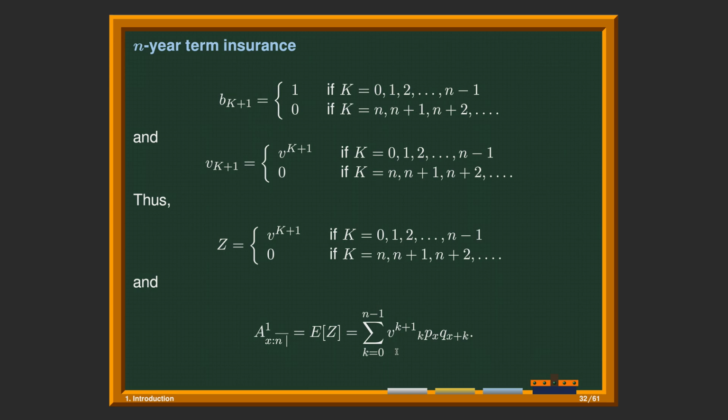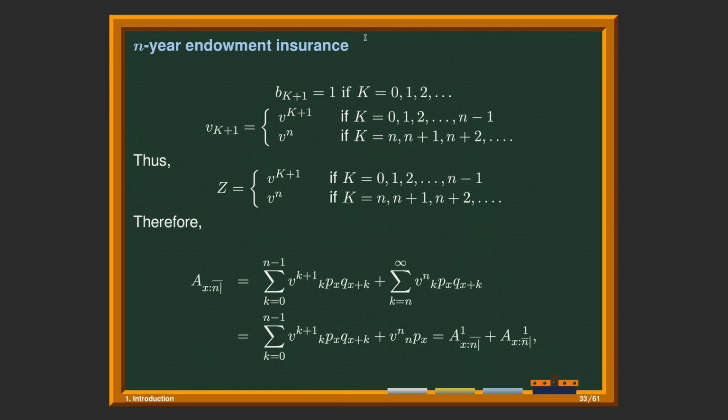And so the expectation would be the sum of V to the K plus 1 times kPx qx+k, where K ranges from 0 to n minus 1. And this will be the representation for this net single premium. Again, we take note that we don't have the bar on top of A, capital A, because that would imply that the insurance is payable at the moment of death. But this is an insurance payable at the end of year of death.